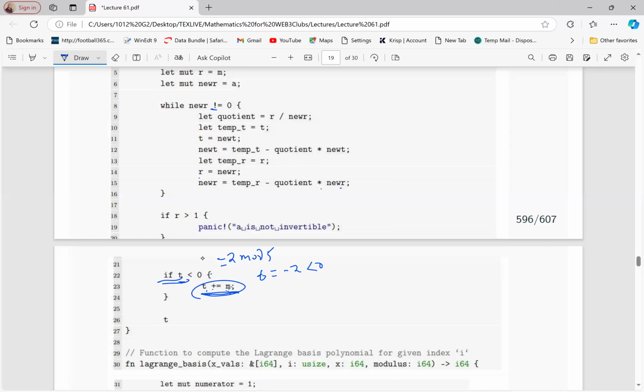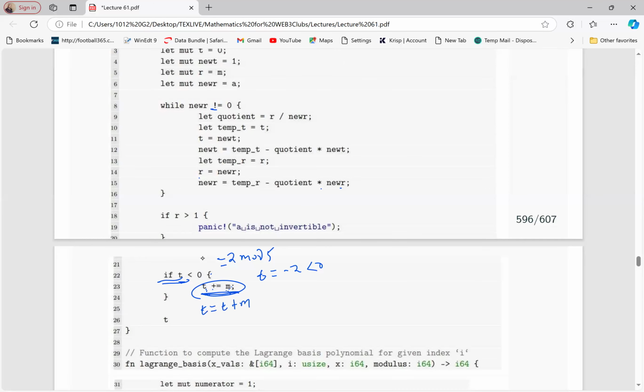This is what this Rust code means. This Rust code means that t is replaced by t plus m. This is what it means: t plus equals m. That means the new t now is replaced by the original t plus m. That's what this code means.